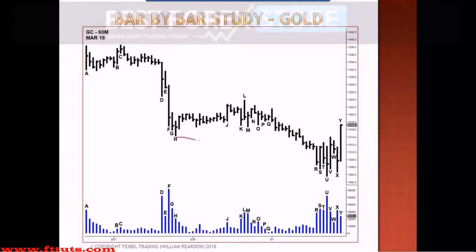Clearly, we could draw this in. We note that R breaks support with good volume, closes weak, good price action, valid break. There is no reason whatsoever that we would not think lower prices are on the cards from R.